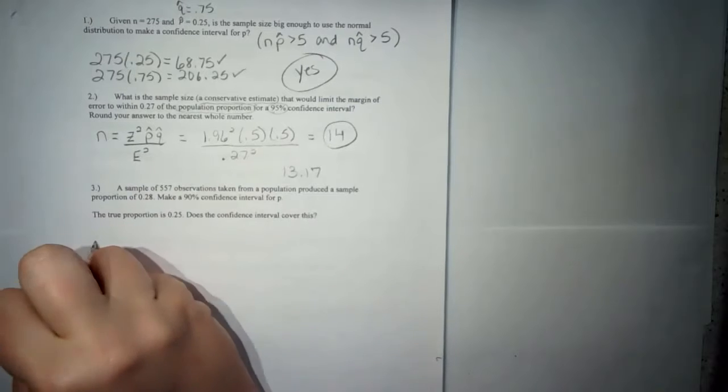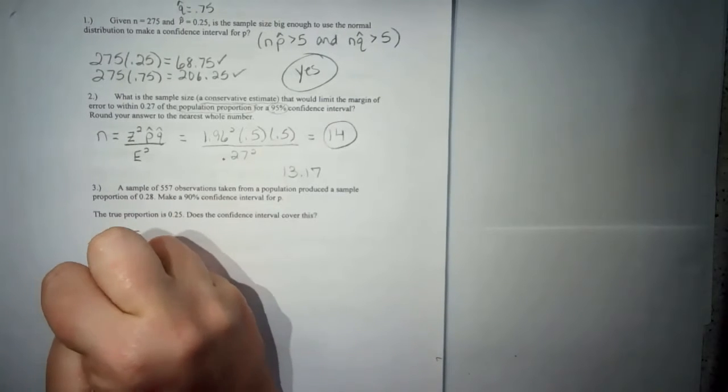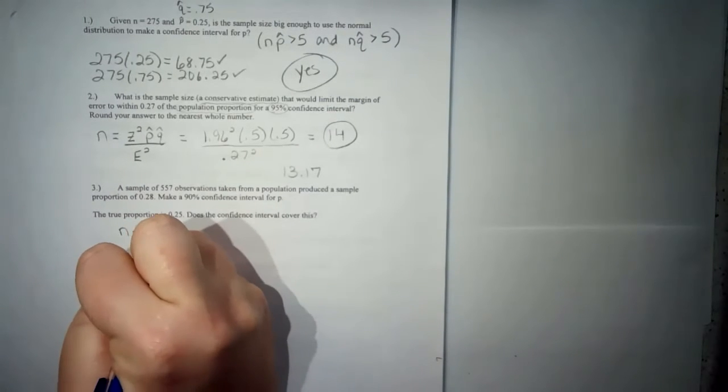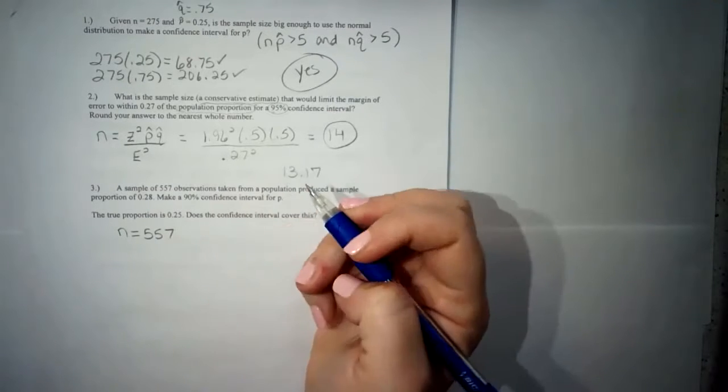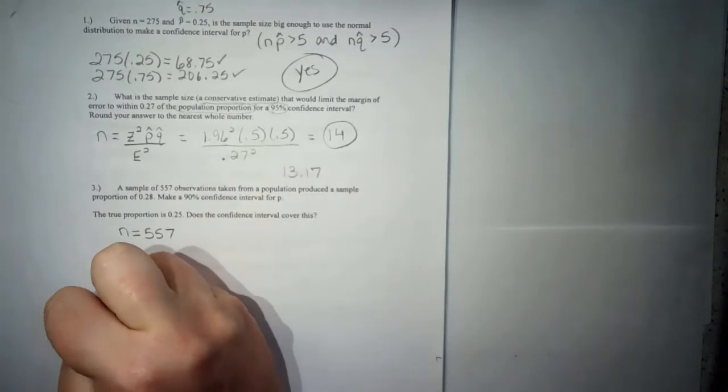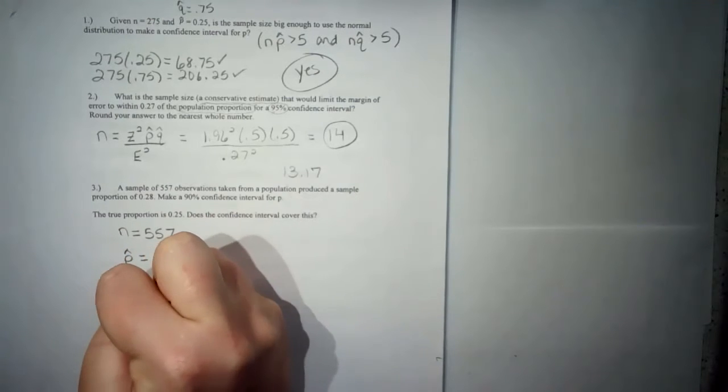All right. And now let's make a little confidence interval using proportions. Okay, so a sample of 557 observations, that's our n, taken from a population, produced a sample proportion of 0.28. That's p hat. Make a 90% confidence interval for p.